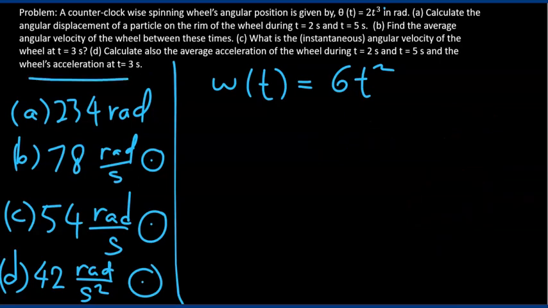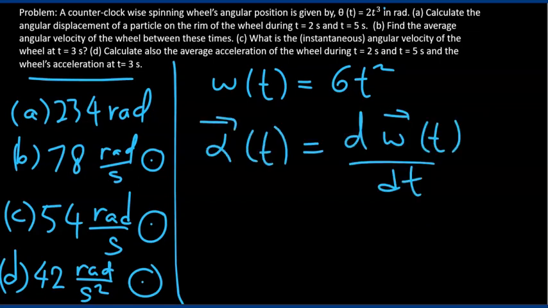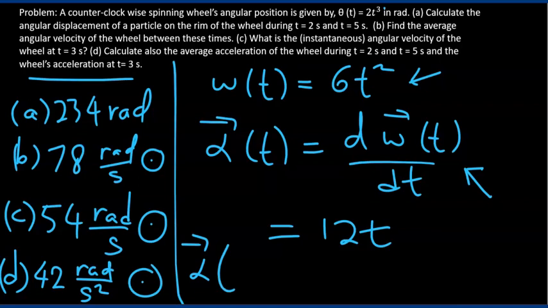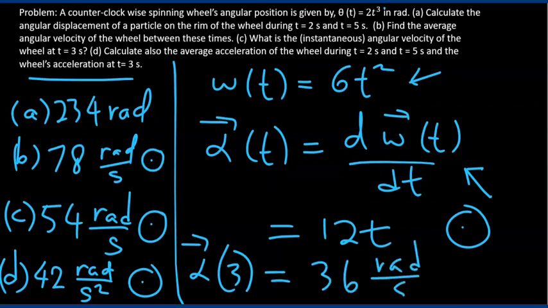Next, the wheel's angular acceleration at t equals 3 seconds. That is given by the time derivative of angular velocity. Now we know the angular velocity is 6t squared, so the time derivative of that is 12t, in the direction out of the plane. At t equals 3 seconds, that is just 36 radian per second squared in the direction out of the plane. And that solves the problem.